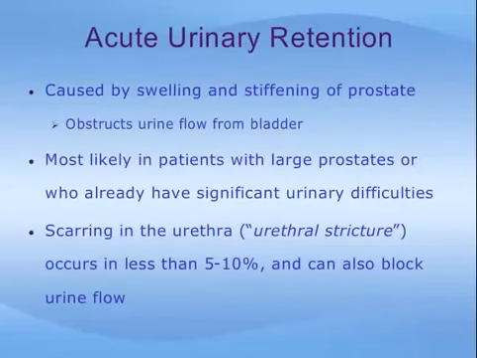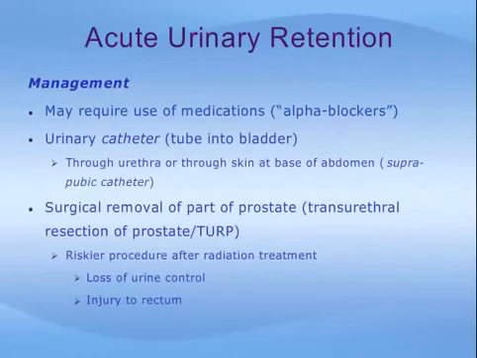As noted, acute urinary retention, the complete inability to urinate, occurs in some patients and is due to swelling and stiffening of the prostate from the effects of radiation. It is most likely in patients with large prostates or who have already had significant urinary difficulties. It is usually short-lived but may rarely persist. Finally, scarring in the urine channel or urethra, called a urethral stricture, occurs in less than 5 to 10% of men after EBRT and can also block urine flow.